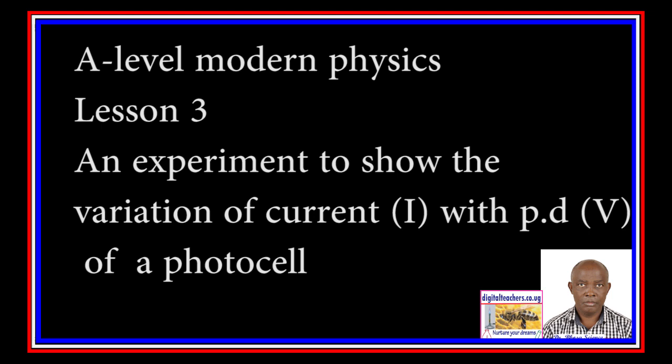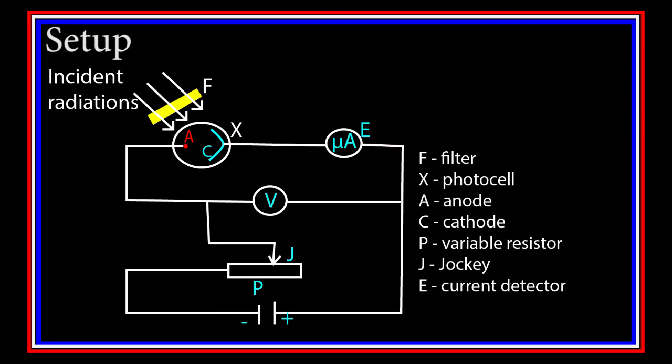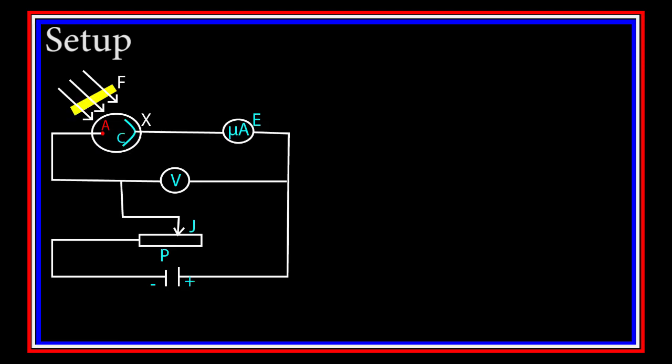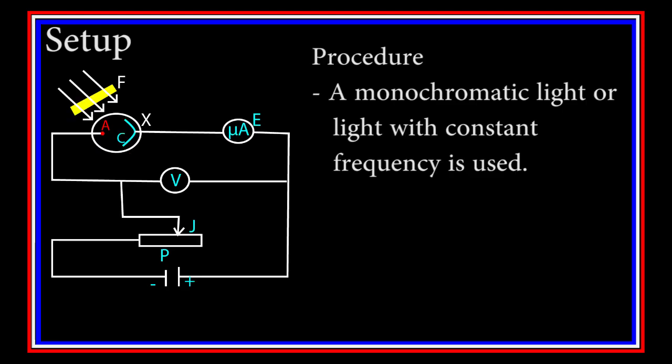Today we are going to study A-level modern physics, lesson 3: an experiment to show the variation of current I with the PD V of a photocell. The setup is shown below. A monochromatic light, or light with constant frequency, is used.